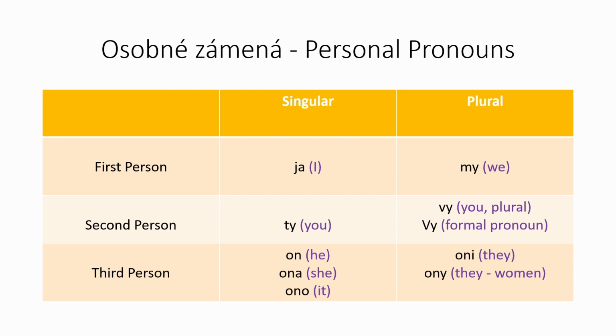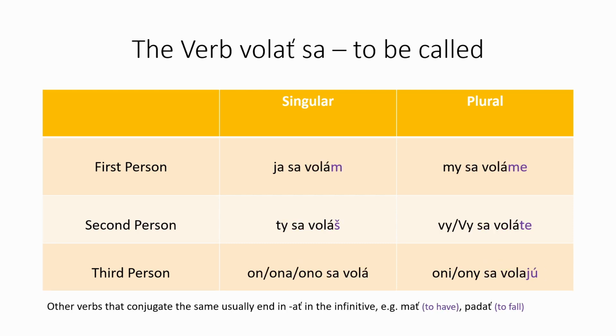So let's move on from personal pronouns to conjugating your first verb. Don't be intimidated. The verb volať sa, to be called. This will be useful when introducing yourself and asking for somebody's name. So let's go over the conjugations.